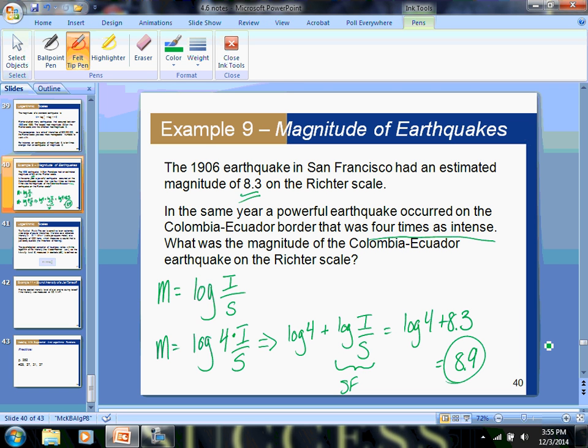Okay, so once you see that little application of how you get 4 times as intense into the formula, which is really just multiplying the intensity by 4, and then remembering that you can separate logarithms out. You can expand one combined log into two smaller ones. So you make that log of 4 separate, and then the magnitude that they gave us, the log of I divided by S, that's what they gave us for San Francisco. That is its own number that we can just substitute in.